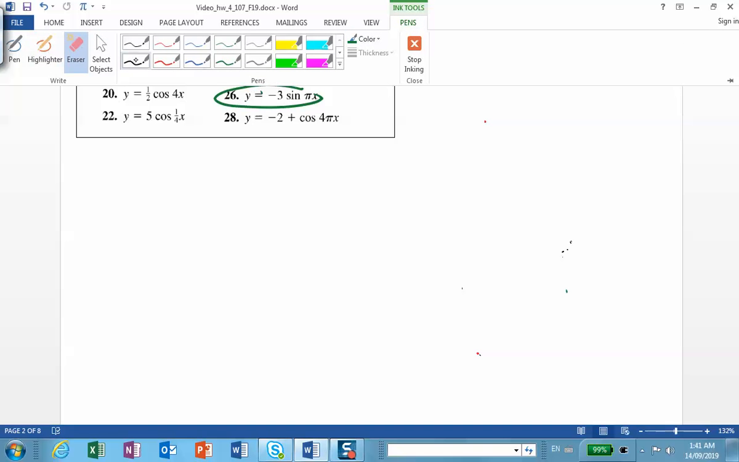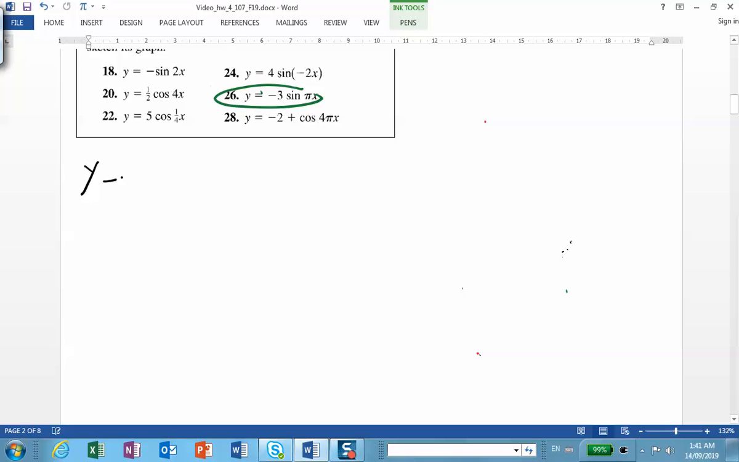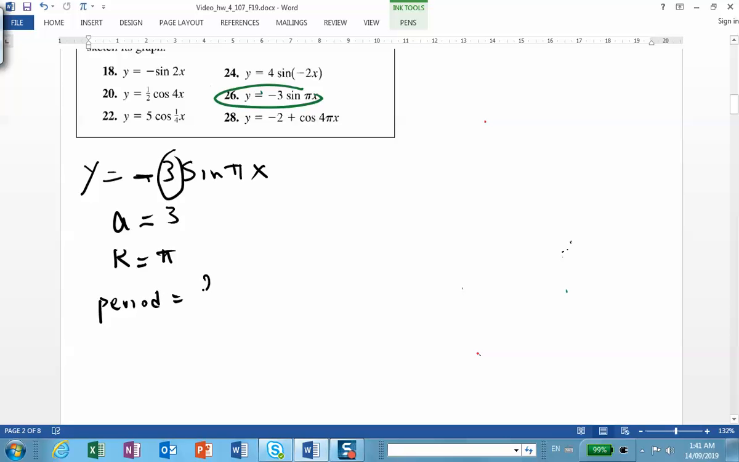y equals minus 3 sine of pi x. Remember, the amplitude here is 3, the positive number, ignoring the minus sign. And the value of k is equal to pi. So the period is equal to 2 pi over k, which is 2 pi over pi, which is 2. The period is 2, so the period is 0 to 2.